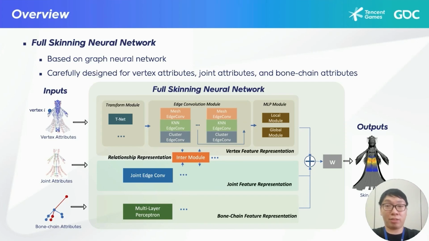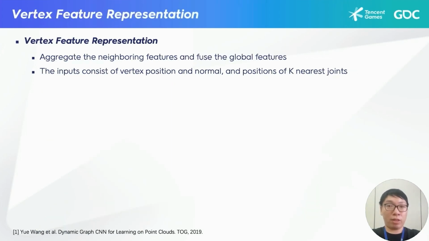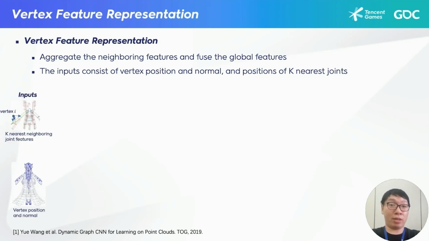Okay, let's dig into these modules. First, I will discuss the vertex feature representation module, which aims to learn local and global features for each vertex, as well as aggregate neighboring features. The input consists of 2 parts. The first part consists of the k-nearest joint features for each vertex, including joint positions and the distance between the vertex and the associated joints. The second part includes vertex features such as position and vertex normal.